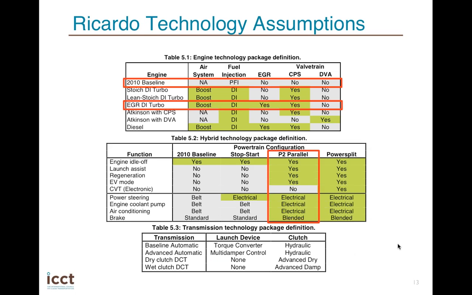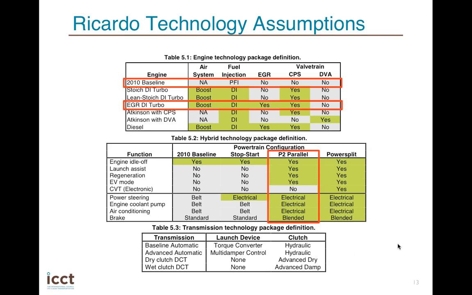They also modeled a number of different types of technologies. The first table is the engine technologies. They had a baseline, and then they had 5 different gasoline technologies and 1 diesel. So I have outlined in red the specific technologies that the NES committee used for our assessments.